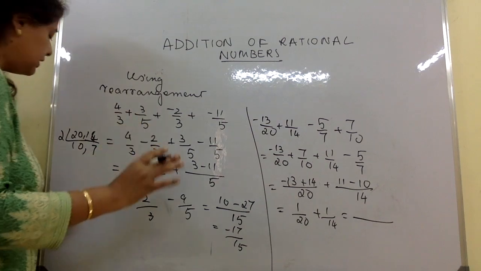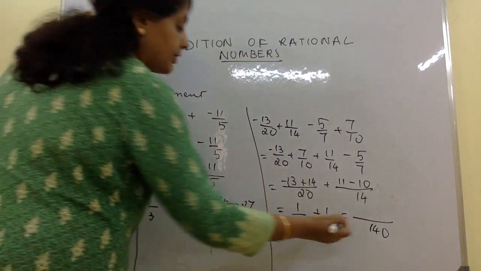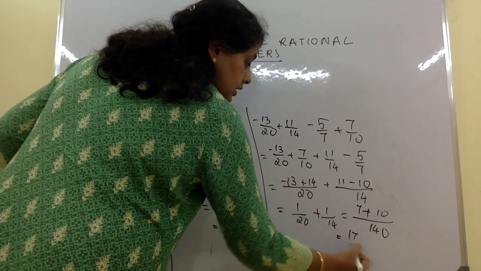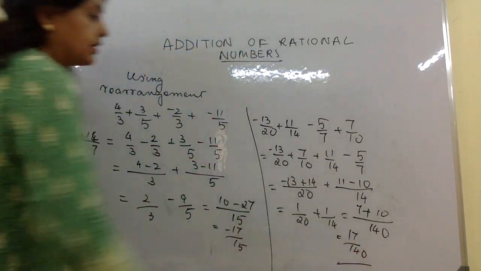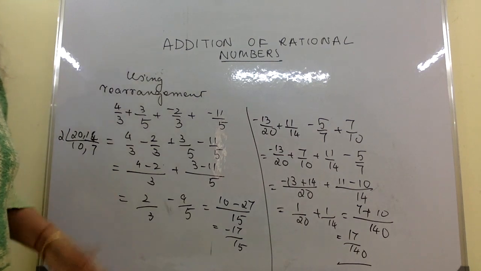Okay, so 140 is my LCM, it has to be big. 7 plus this is 10. 17 by 140 is my answer. Okay, so by rearrangement I could do it a little faster.